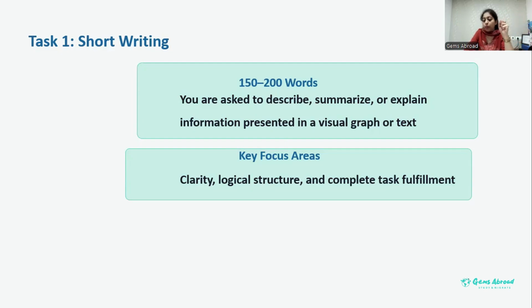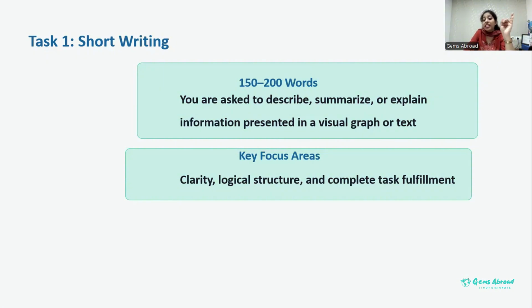Sum up the key points if needed. Okay, so these are the key requirements. You have to start with an introduction, then the supporting details in the body paragraph, and there should be a conclusion. And about the scoring focus, task one is based on your task achievement. Have you answered everything the task asks? The second is coherence and cohesion. Is your writing logical and well structured?